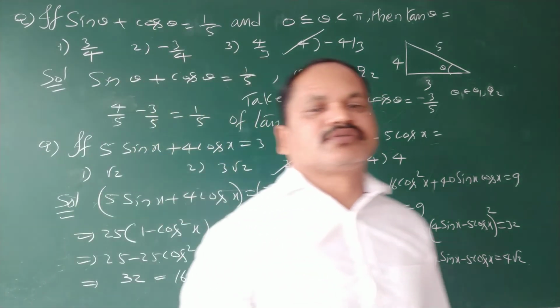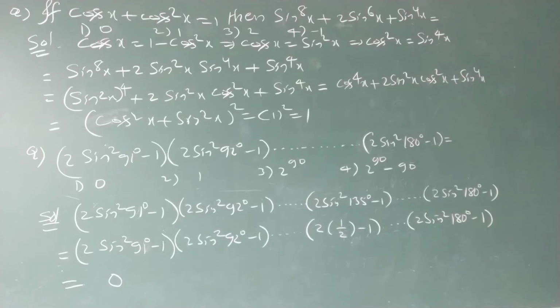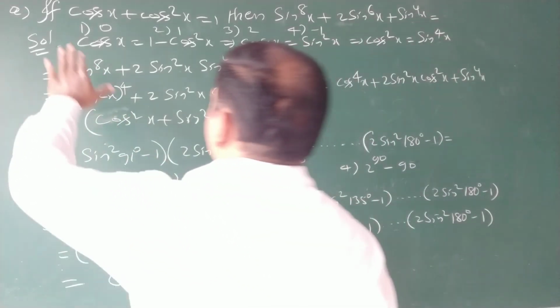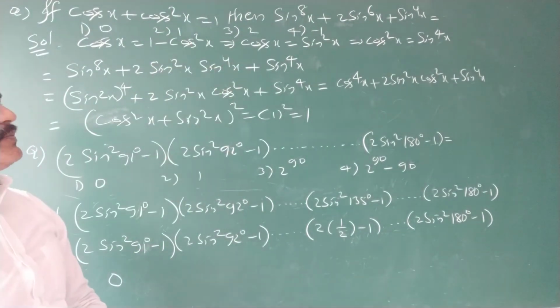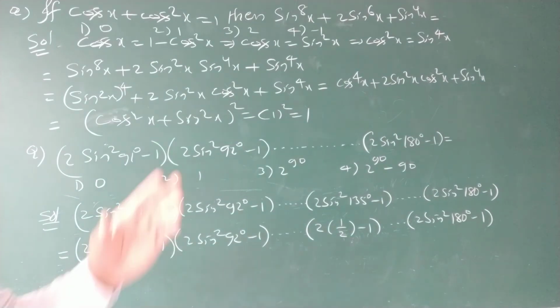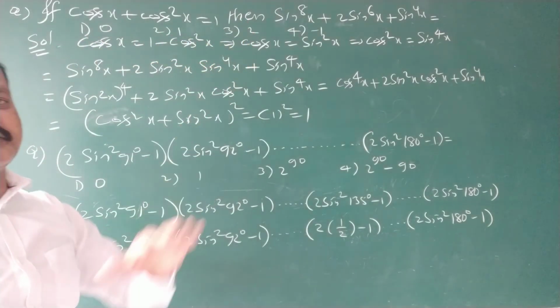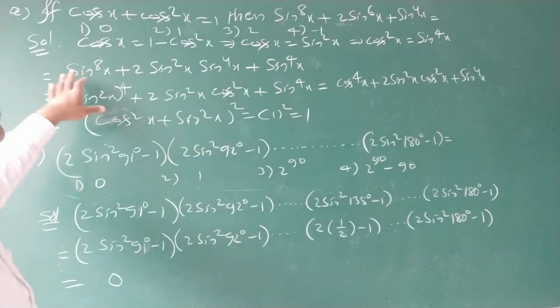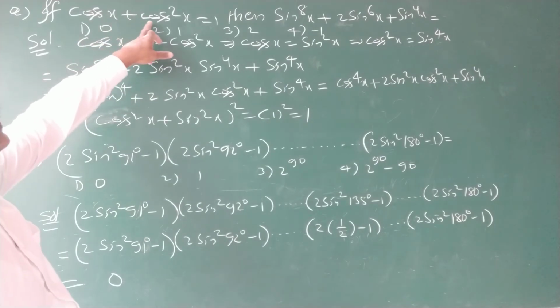Now we are going to some more questions. Now we are going to one more concept. If cos x plus cos square x is equal to 1, then sin power 8x plus 2 sin power 6x plus sin power 4x is equal to: first option 0, second option 1, third option 2 and fourth option minus 1. Now observe, actually this is the condition, cos x plus cos square x is equal to 1.